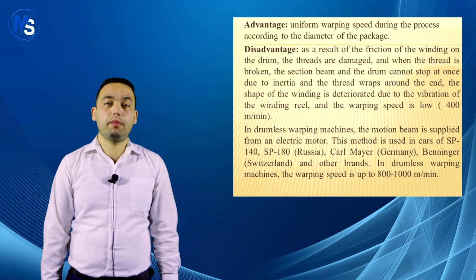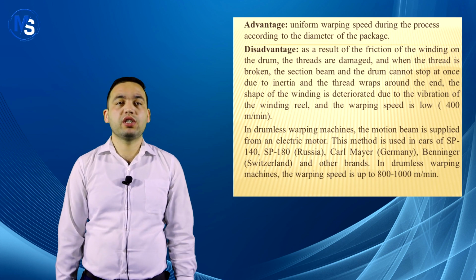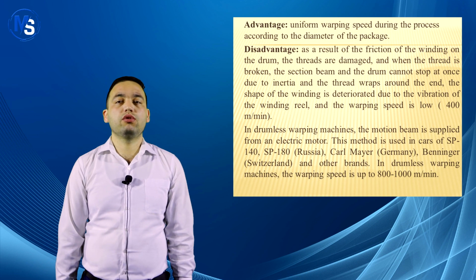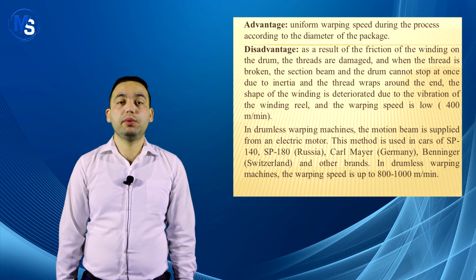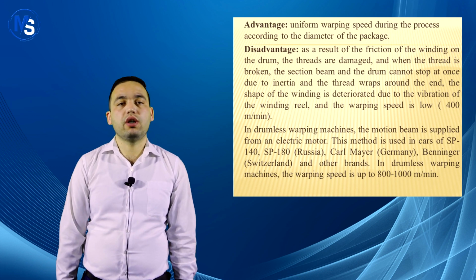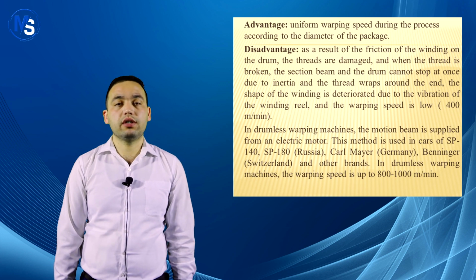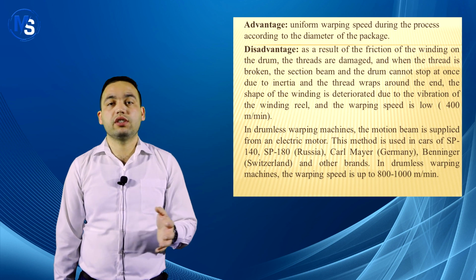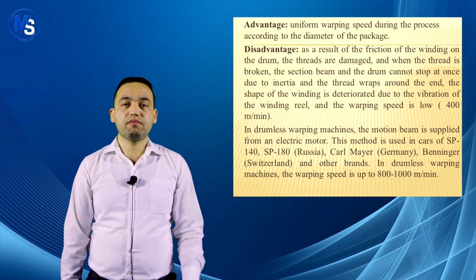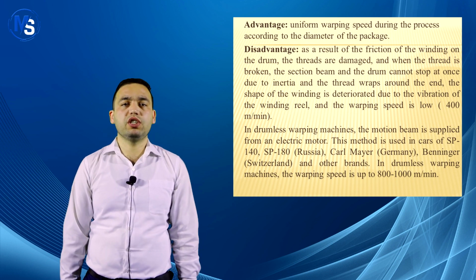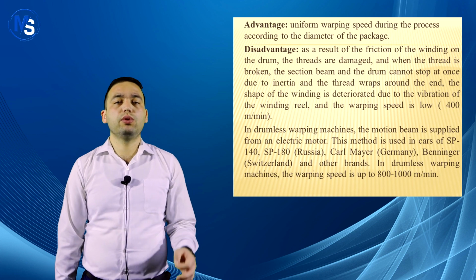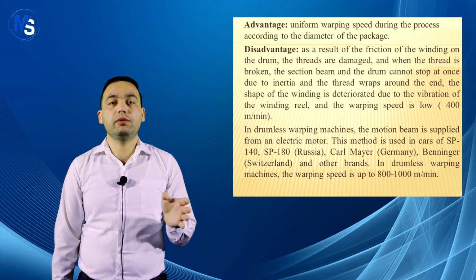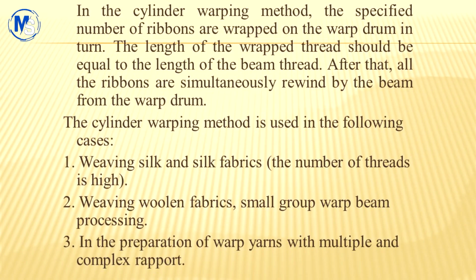In drumless warping machines, the motion of the beam is supplied from an electric motor. The method is used in machines such as the SP 140 or SP 180 in Russian, or the Benninger machine from a Switzerland company. In drumless warping machines, the warping speed is up to 800 to 1000 millimeters.